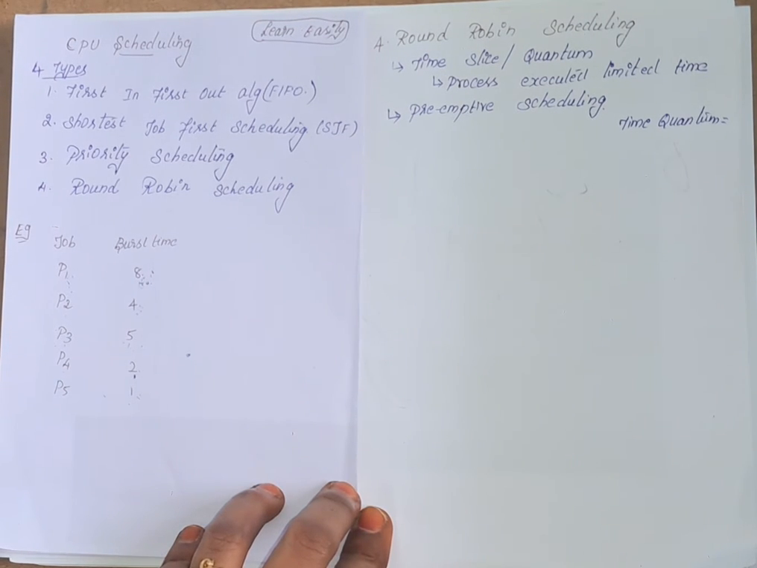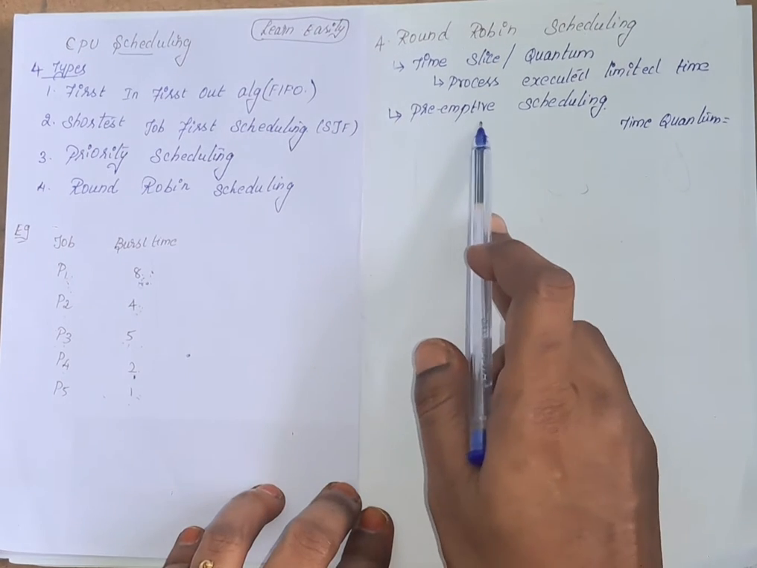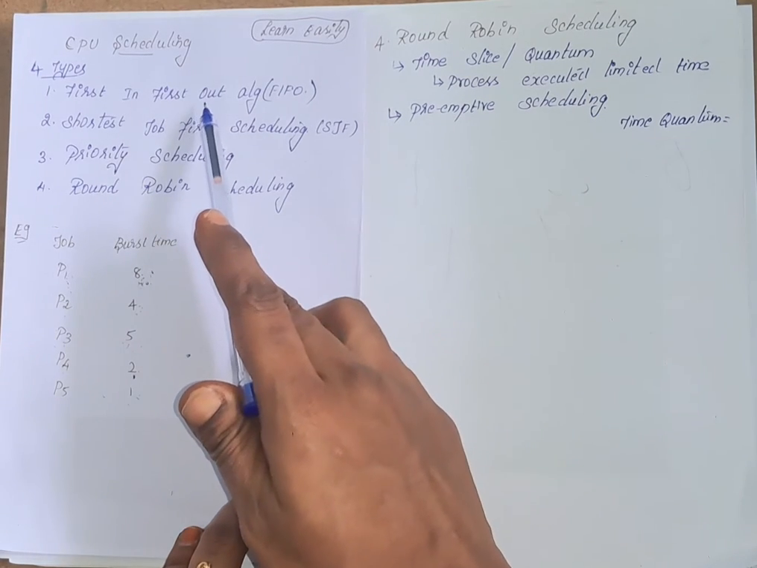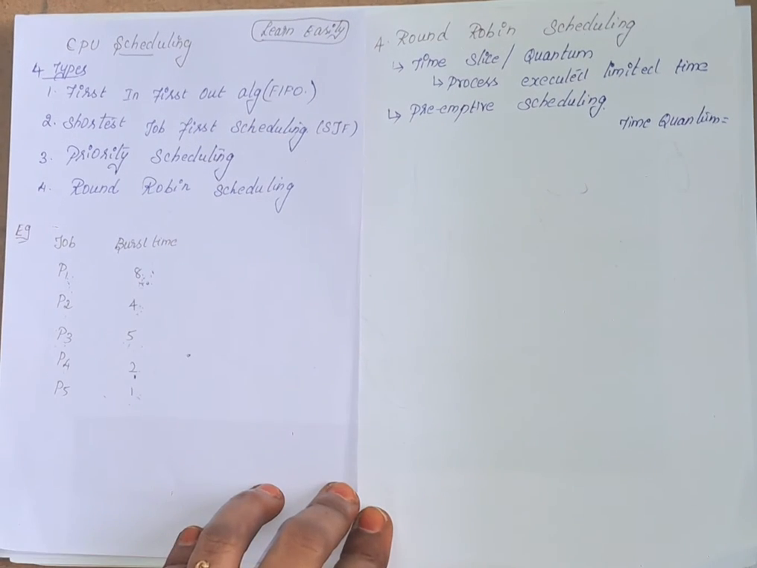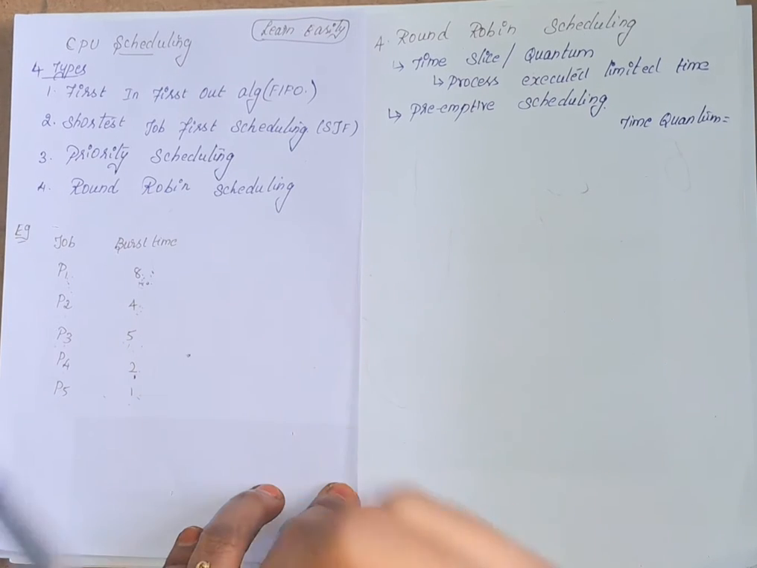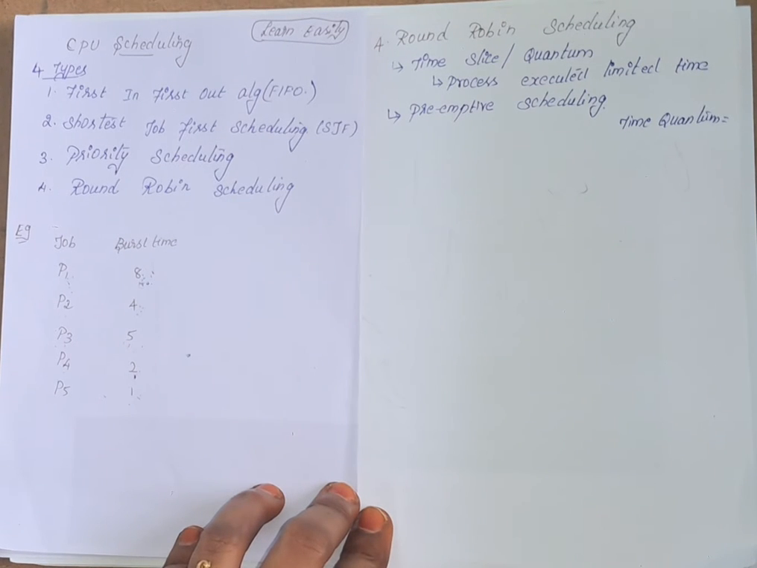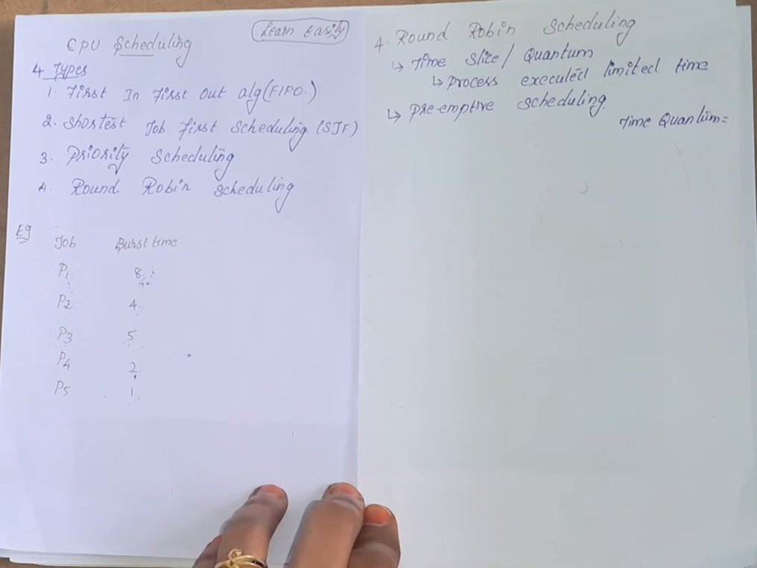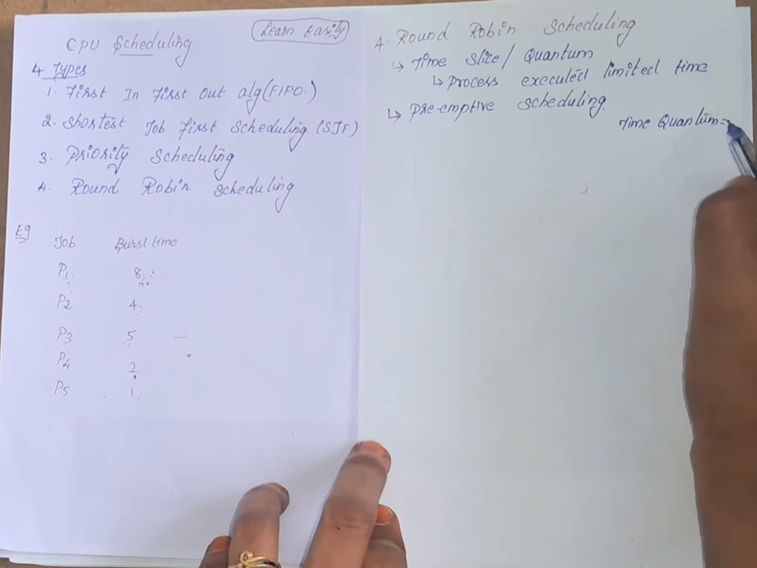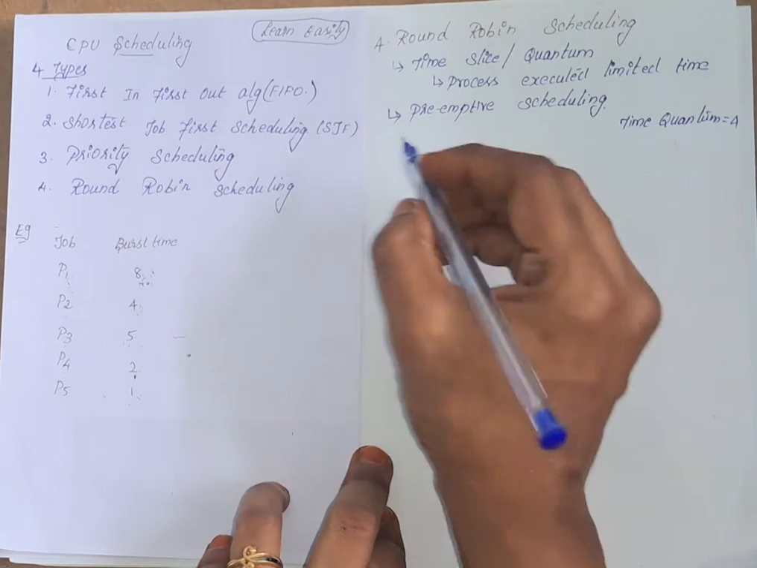Preemptive scheduling means, in non-preemptive scheduling, once the process is given for execution, it will complete and come out. But here, even though the process is not getting completed, it has to be stopped and the next process is given. So in this situation, it is known as preemptive. FIFO, these are non-preemptive. Here, as the process gets stopped and the next one is given, it is known as preemptive scheduling.